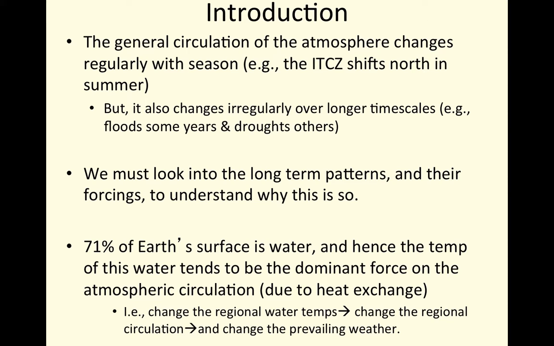71% of the Earth's surface is water, and hence the temperature of this water tends to be the dominant force on the atmospheric circulation. So we've already shown how temperature gradients at the surface dictate pressure surfaces aloft and how that affects circulation. Since most of the planet is water, that water's temperature is very important. In other words, if you change the regional water temperatures around your location, you're going to change the regional circulation, and that's going to change the prevailing weather you'll see as long as that regional water temperature anomaly persists.